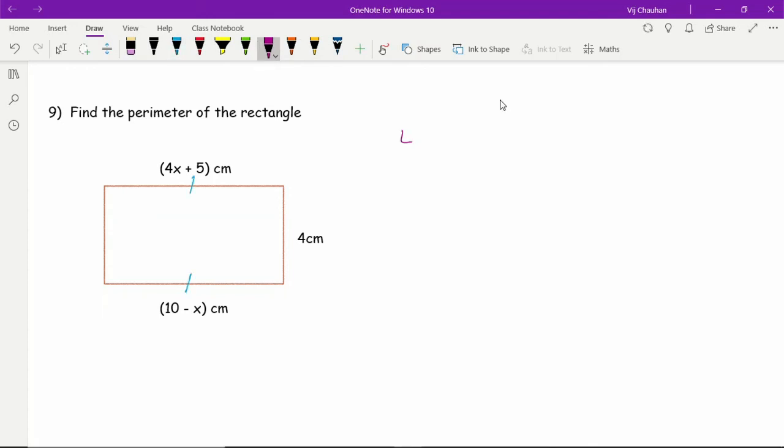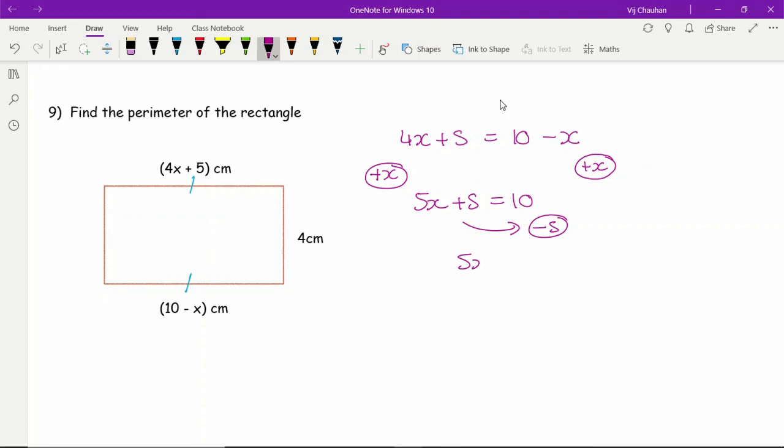So what we've got is 4x plus 5 equals 10 minus x. From this, what we then need to do is find out what x is first. Again, with this double-sided equation, we decide which is the smallest amount of x, 4x or minus 1x. In this case, it's minus x. So to get rid of that, I'm going to add an x to both sides. So here I end up with 5x plus 5 equals 10. I'm going to get rid of the plus 5 by taking away 5. So I've got 5x equals 5. And then divide by 5 leaves me with x equals 1.